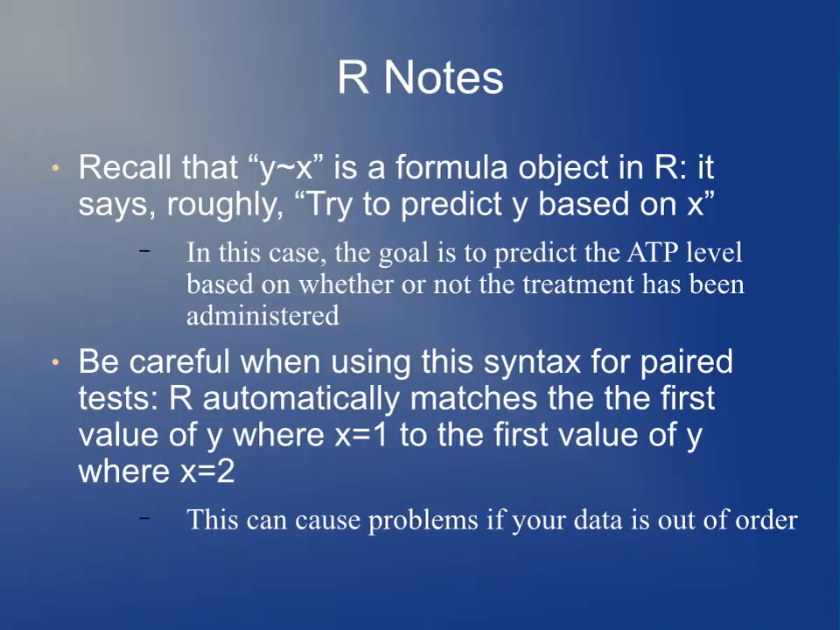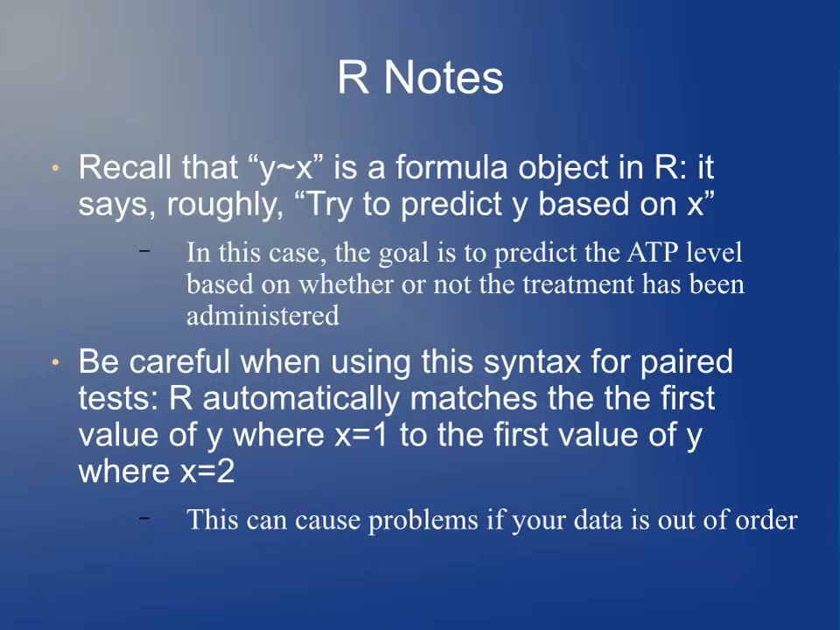And in case you don't remember this notation, in R, generally speaking, when you see y twiddle x, that's a formula object in R. You can think of it as saying that we're trying to predict y based on x. In this case, we're trying to predict what the ATP level would be based on whether or not the treatment has been administered.